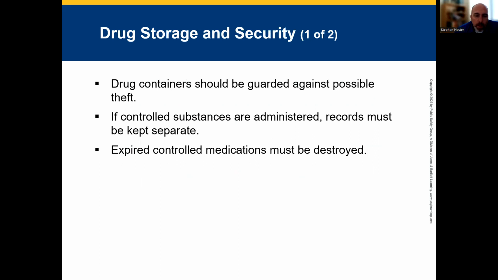Drug containers should be guarded against possible theft. They need to be locked and secure within the ambulance itself. You need to know where they are at all times. If you leave your ambulance, you need to make sure that it is locked, and that includes the patient compartment doors and any doors that can get into your patient compartment. If you store drugs inside of your home base, you need to make sure that those doors are locked to get inside of it also.